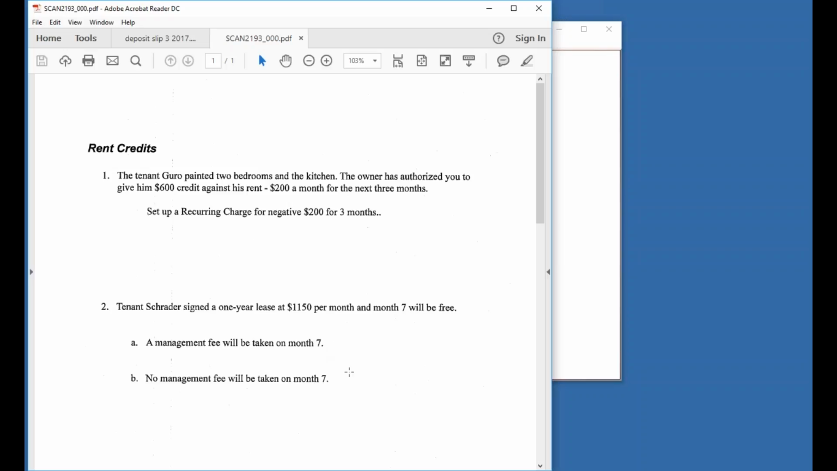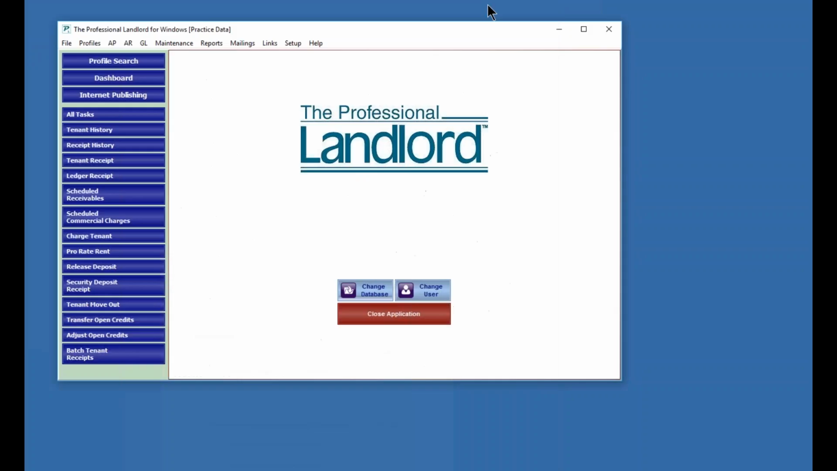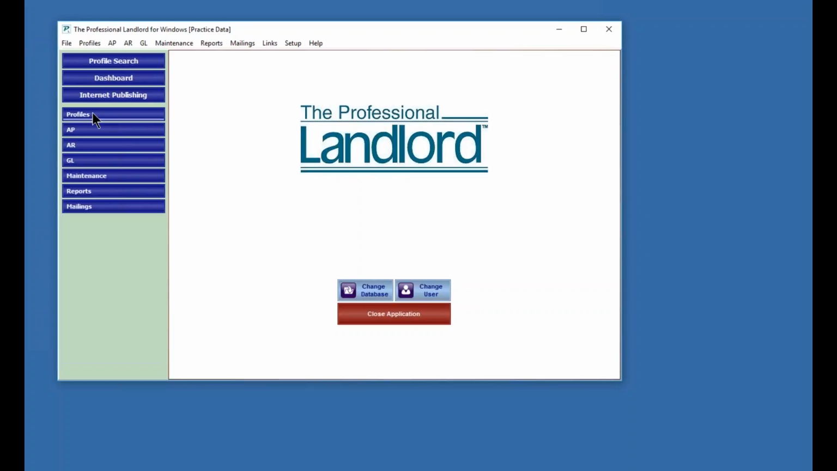There are 2 situations. One is a management fee is going to be taken in month 7. And the second one is no management fee is going to be taken in month 7. We're going to do the first one first. So we're going to put the credit in so that the management fee is going to be taken in month 7 when the tenant pays no rent. So this is very similar to the one we did for Guru.